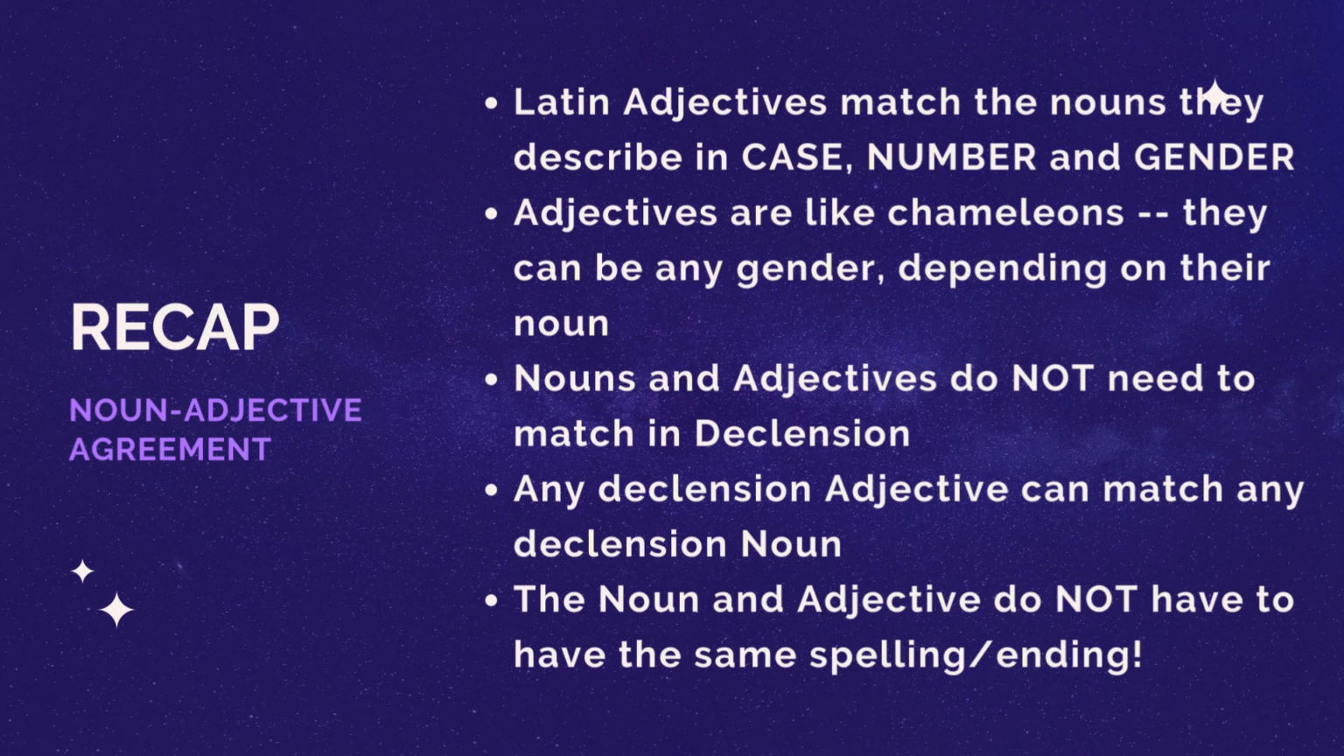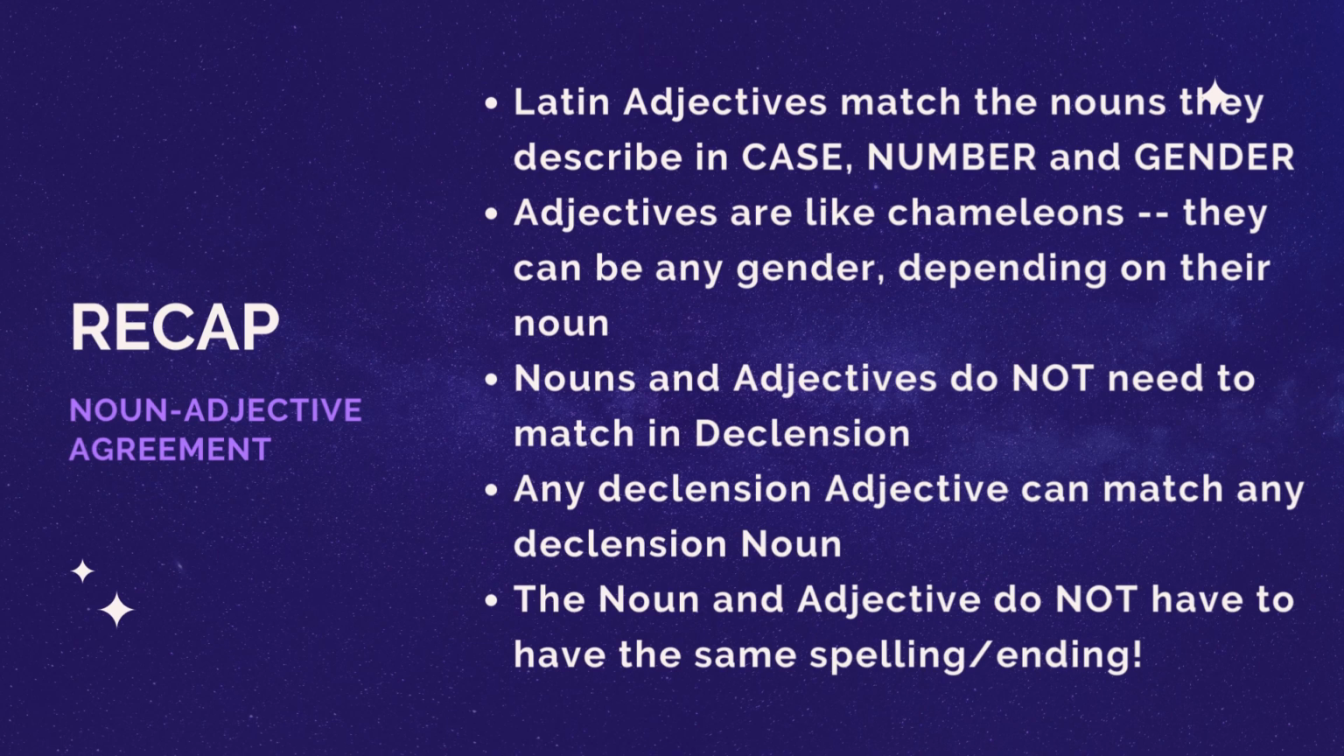Then we said nouns and adjectives do not need to be in the same declension. It's totally fine to have a first declension noun with a third declension adjective. It doesn't make a difference. When you do that, they're not going to be spelled the same, but they can go together. So any declension adjective can match any declension noun. It's totally, totally fine. And the trick here is that they do not have to have the same spelling or ending, and oftentimes they don't. So they're going to match case, number, and gender, but a lot of times they're not going to be spelled the same way, which is totally fine.